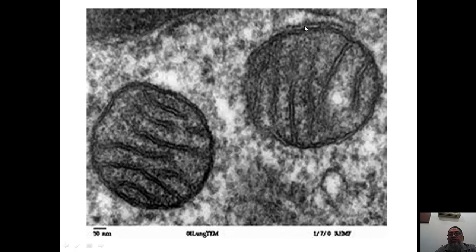This is again a picture. Outer mitochondrial membrane, this one. This is inner mitochondrial membrane, and then the intermembranous space. This whole is the matrix. These are the shelf-like projection of the inner mitochondrial membrane. It is called as the cristae of the mitochondria.